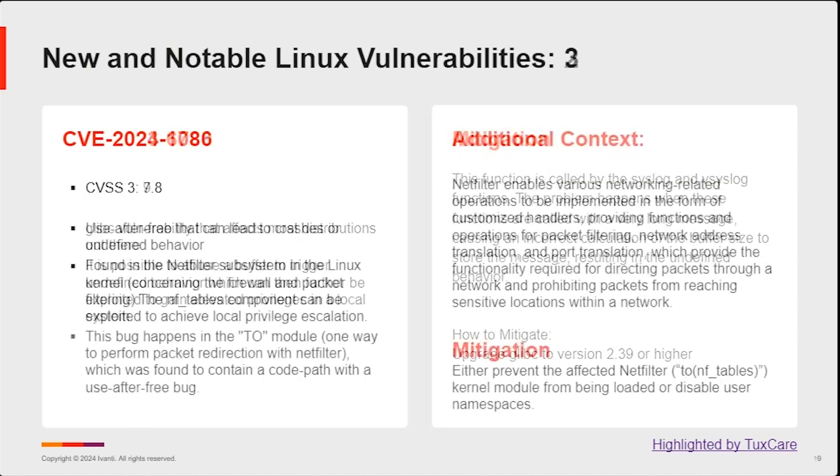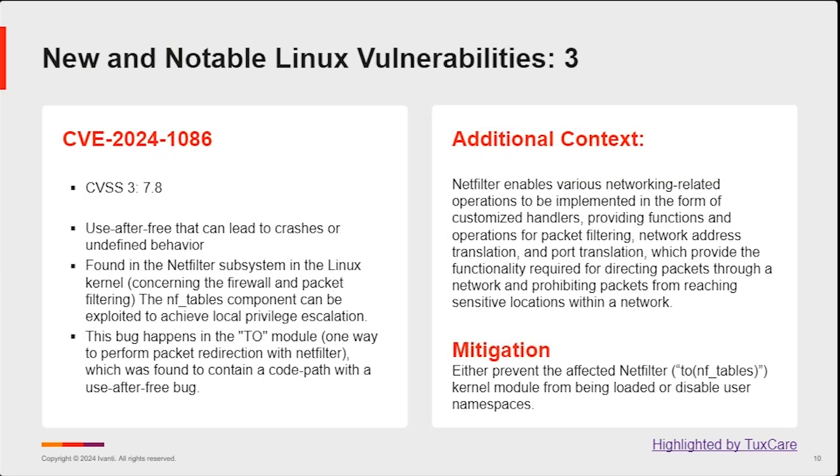And I think we got one more. Yes, one more on the Linux side, CVE 2024-1086. Use after free vulnerability. It's in the netfilter subsystem in the Linux kernel. So it talks a little bit about the additional context here. It enables various networking related operations to be implemented in the form of customized handlers. So this vulnerability allows the attacker to crash or abuse those handlers to try to be able to use those memory spaces after they're supposed to have been freed up.